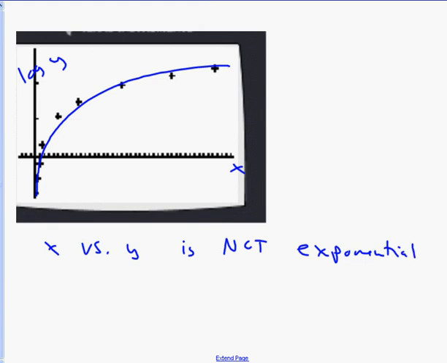We know that because if x versus y is exponential, then x versus log y is linear, right? And that didn't happen here. All right, so this is not the best transformation. And here's where we go and try something new finally.